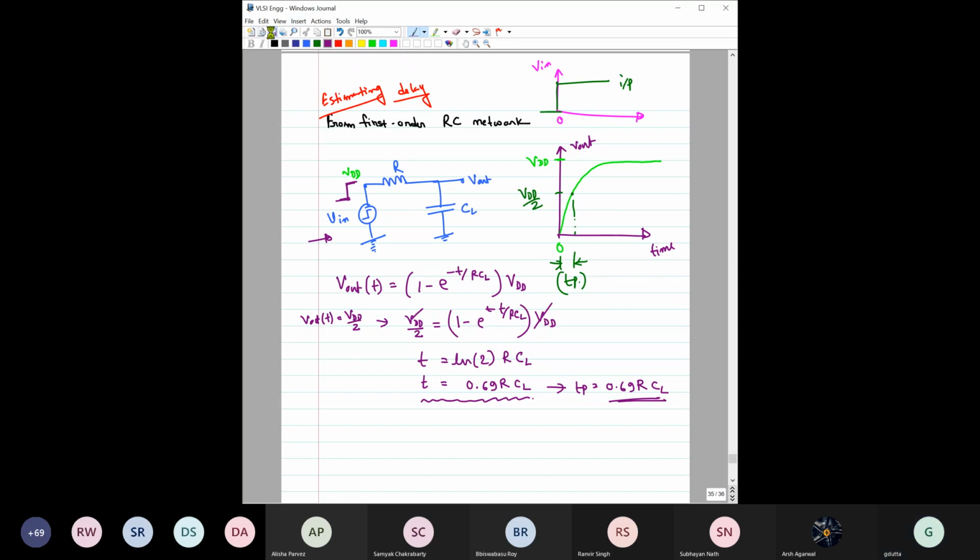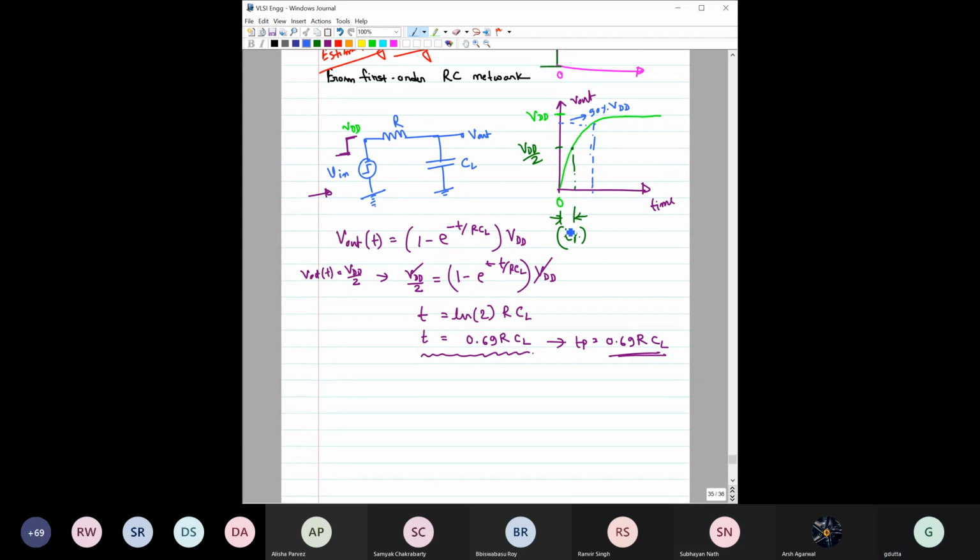One more important thing is also there, probably that I should discuss right now. Can you tell me, if I want to find the time when the output reaches 90% of VDD, what would that time be? Let me very quickly, we don't have much time now. To reach 90% of VDD, just a simple calculation. Tell me.